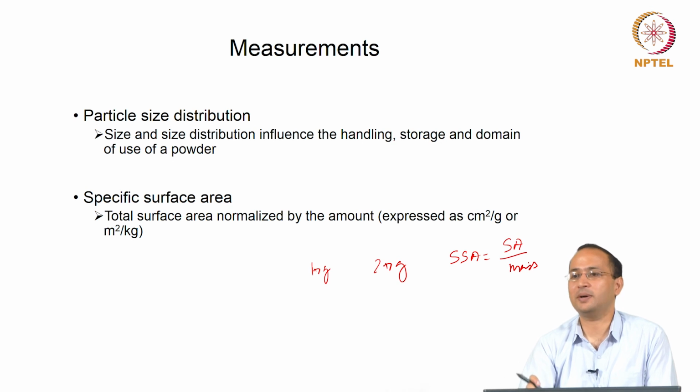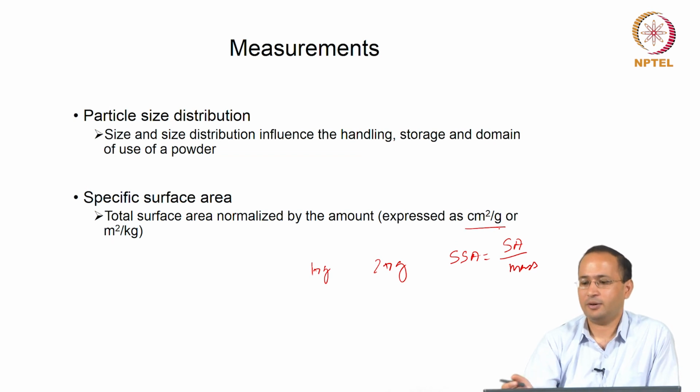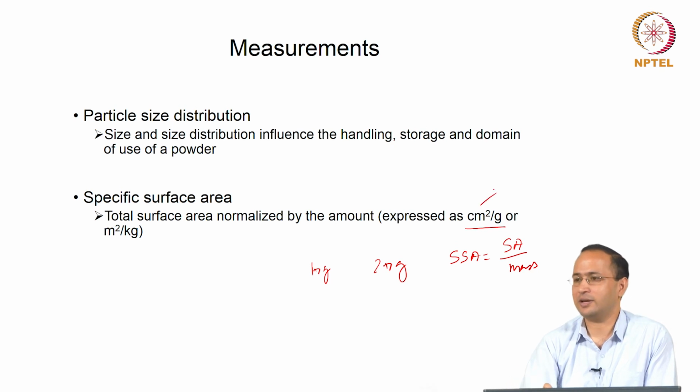It is used to compare two different powders or materials, right. So 1 gram of material A has a surface area of this, 1 gram of material B has a surface area of this, right. So you understand why we are doing this normalization, so that we can use it for comparison. It is typically expressed as centimeter square per gram or meter square per kg, meaning that 1 gram of a particular material has this much square centimeters of area, right.